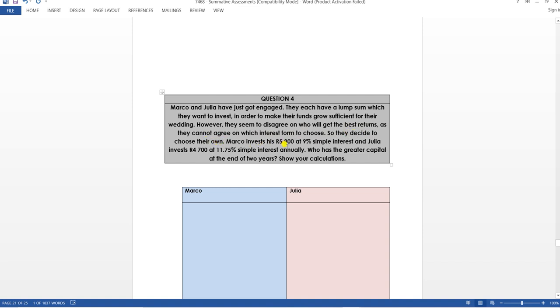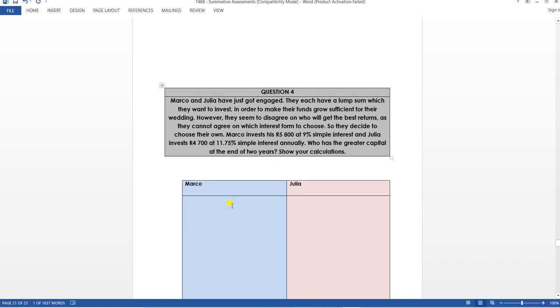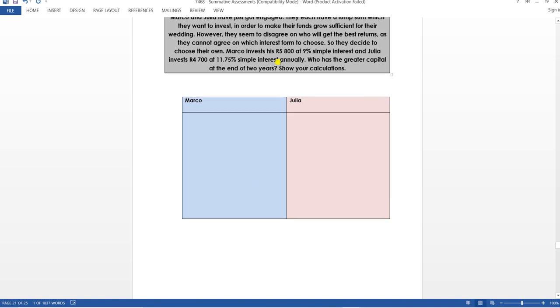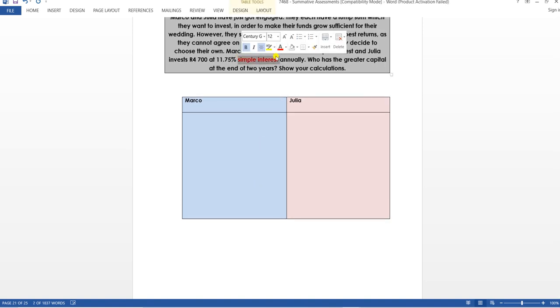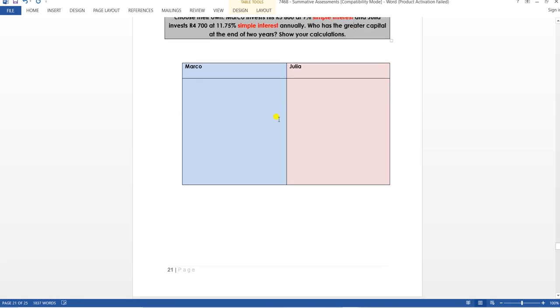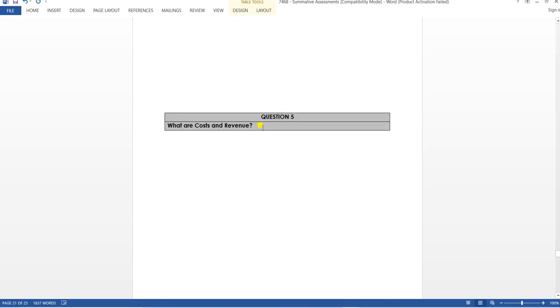Marco invests his 5,800 at 9% simple interest, and Julia invests 4,700 at 11.75% simple interest annually. So who has the greater capital at the end of 2 years? You need to show a calculation for Marco and for Julia. So the good thing is we were given a hint. We're using the simple interest formula for both, so you need to come up with your formula and the calculations.